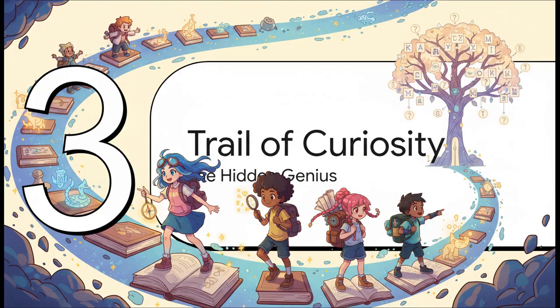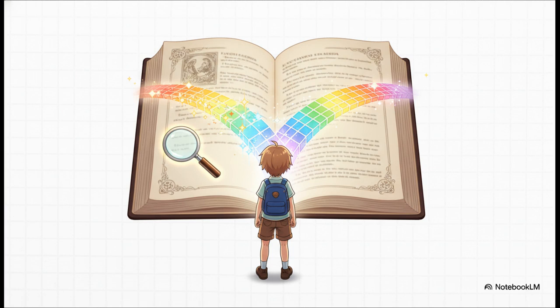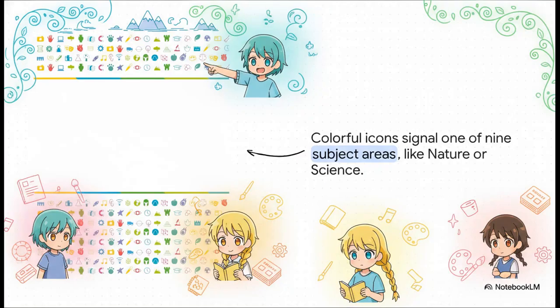Okay, but here's the thing. That whole A to Z structure, that's just the surface. The real genius is this hidden layer, this trail of curiosity that it encourages you to follow. And it does this with two super simple but really powerful tools, a clever color coding system and this little thing called the See Also box. So first, check out these colorful icons you see at the top and bottom of the pages. It's a subtle design trick, but it's so smart. Each color stands for one of 9 subject areas. So turquoise for nature, or yellow for art. It's like a little visual GPS, so you always have a sense of what knowledge neighborhood you're in.